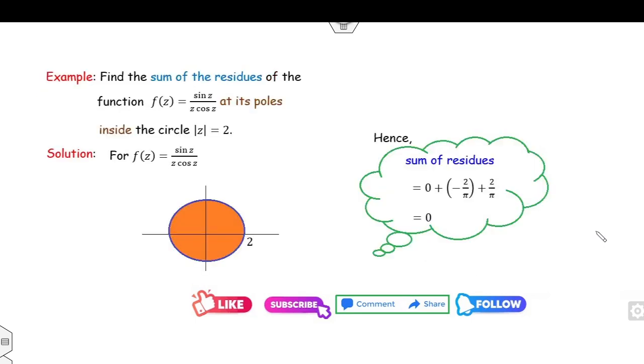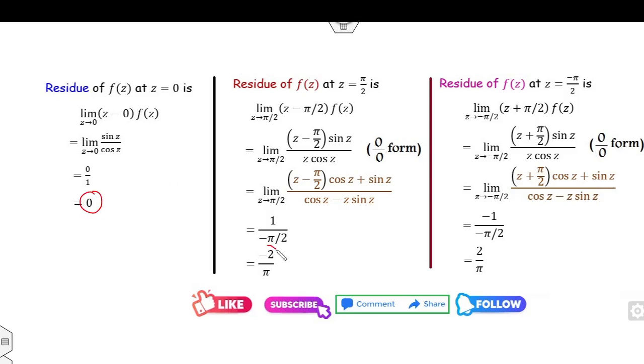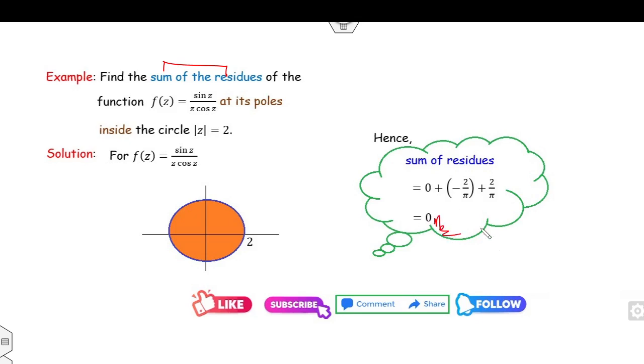Now your final target is to find the sum of the residues. So you can find the sum, that is 0 minus 2 over pi plus 2 over pi. The answer is 0, which is the correct answer.